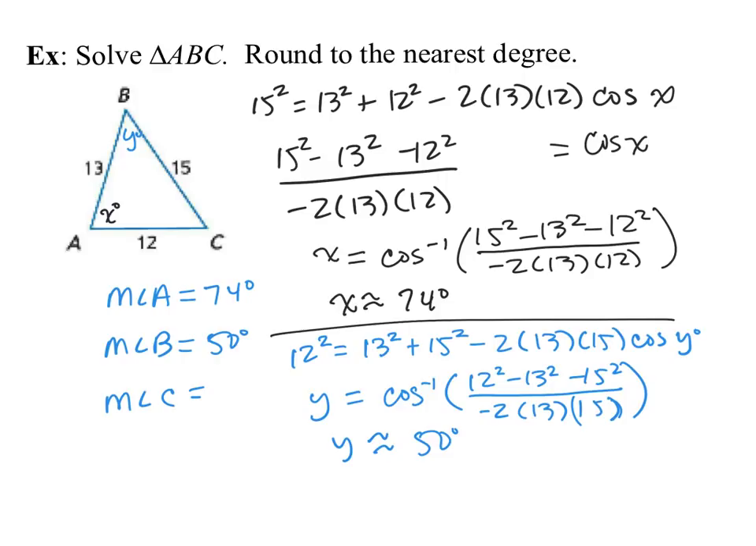As I said earlier, if you want to use the law of cosines just for the fun of it to find the measure of angle C, you're welcome to do that, but it's not necessary because we know that the measure of angle C is just the rest of the 180 degrees. So we'll add 74 and 50 together, subtract that from 180, and our final answer is 56 degrees. Those are the three missing angles, so we have solved triangle ABC.